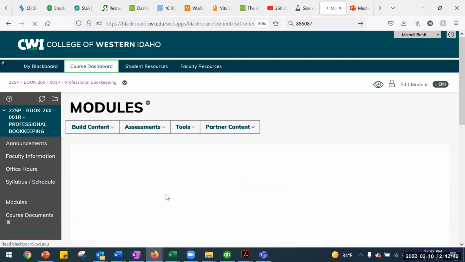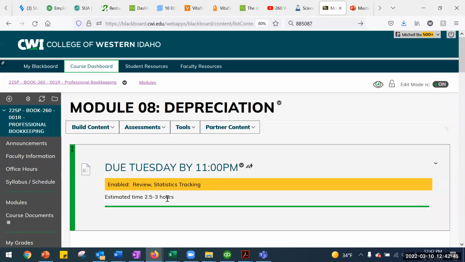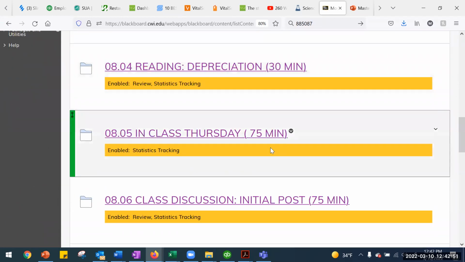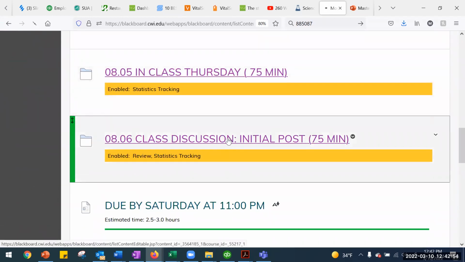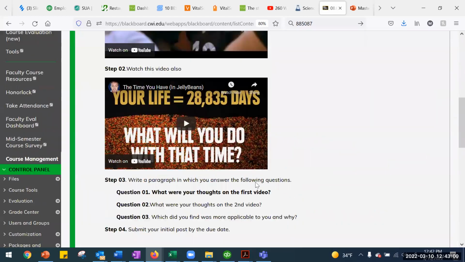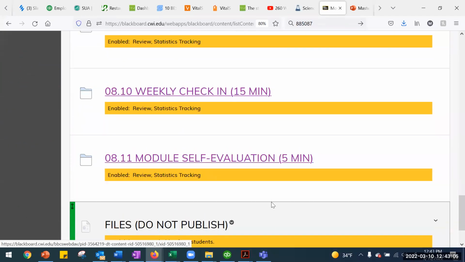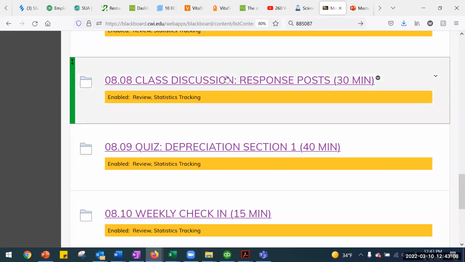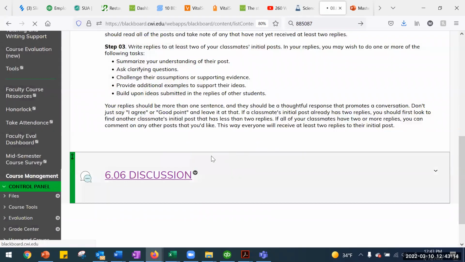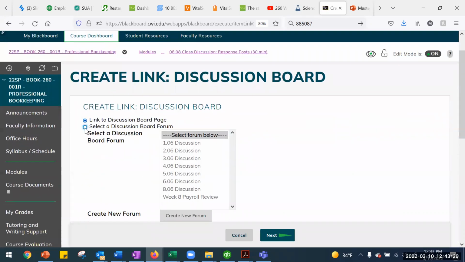Can you see my Blackboard screen? Yes. You might need to refresh. Mine's linking to the 8.06. I would try to refresh, because when I go to module 8, class discussion, this one goes to the right place. The responses, I did not go in and look at that. That one's probably wrong. Class discussion responses, this one is wrong, so I will fix that one. So you should be able to see 8.6 now. Yes, I just confirmed. Thank you.